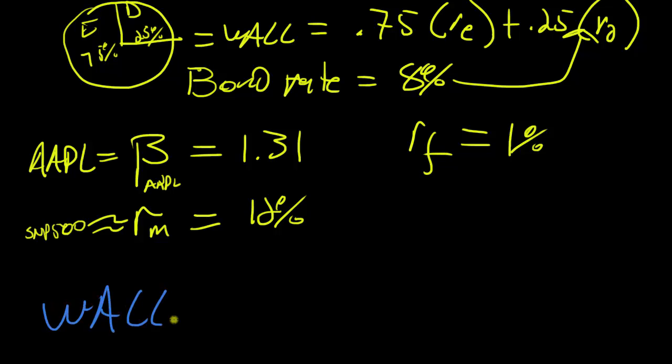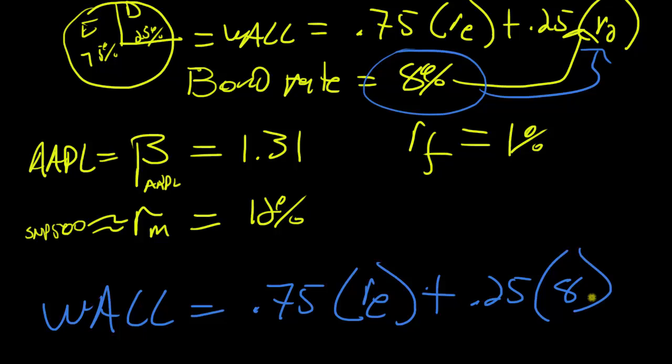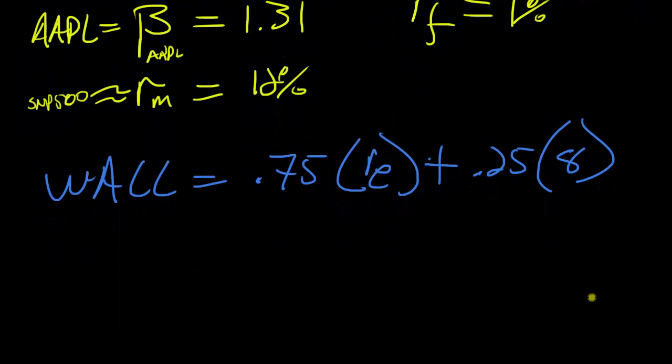My WACC equation is now 0.75, 75% equity. I still don't know what my rate of equity is, plus 0.25 or 25% rate of debt. What's my bond rate? 8%, so that one goes in there. That means I put the 8 in there, and I keep going. Well, here is, how do I calculate this out? Let's go back to yellow.